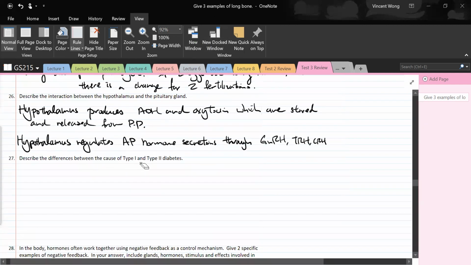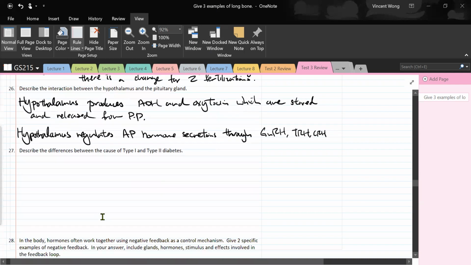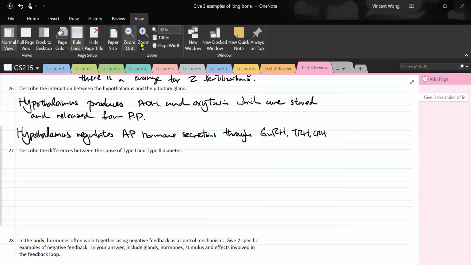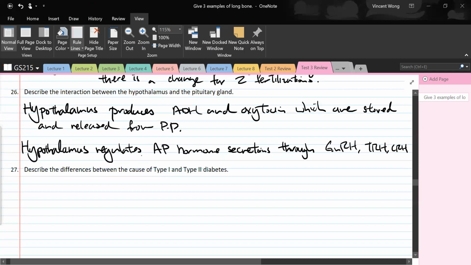Describe the differences between the cause of type 1 and type 2 diabetes. I think we never went through this in class. I mean, there were a couple slides for it, but then I said let's do it on Wednesday, and then I never came on Wednesday last week. So let's just briefly talk about it.